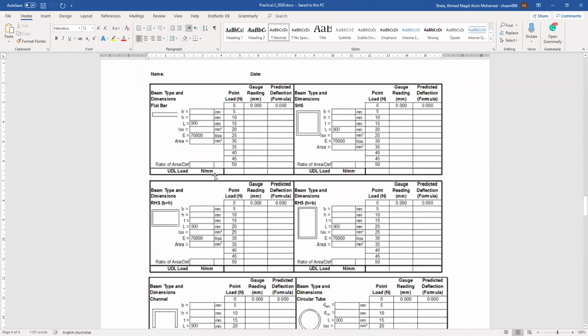Okay. And if we have a look here, you will find that at the end of the table, we have the uniform distributed load, but we have only one row for this parameter. Why? Because we are applying the uniform load at once. We are not applying it gradually, so we have only one value. So you will put the load 0.055, the gauge reading as you measure from the dial gauge, and then how to find the predicted deflection formula.